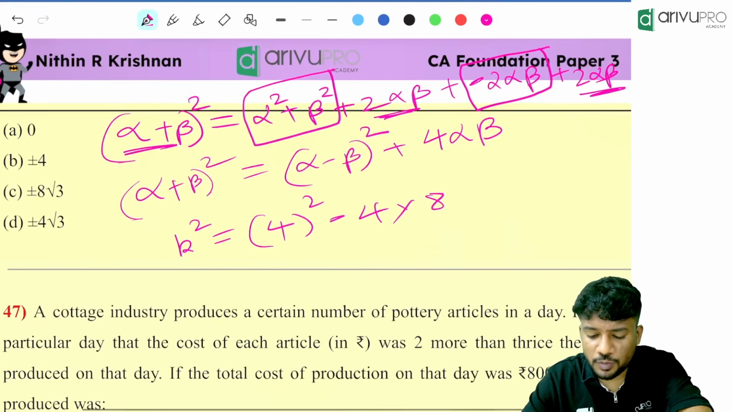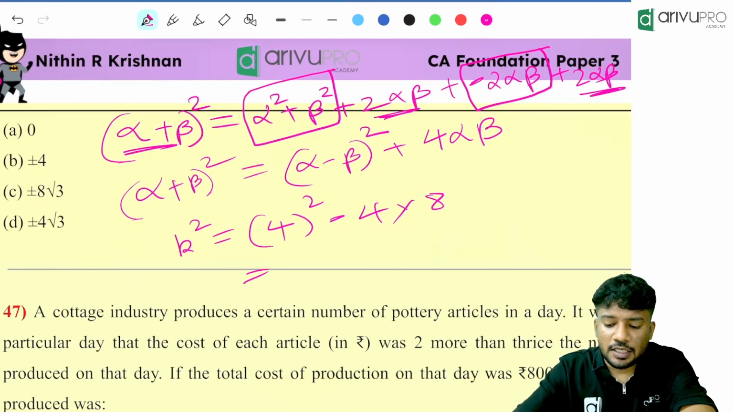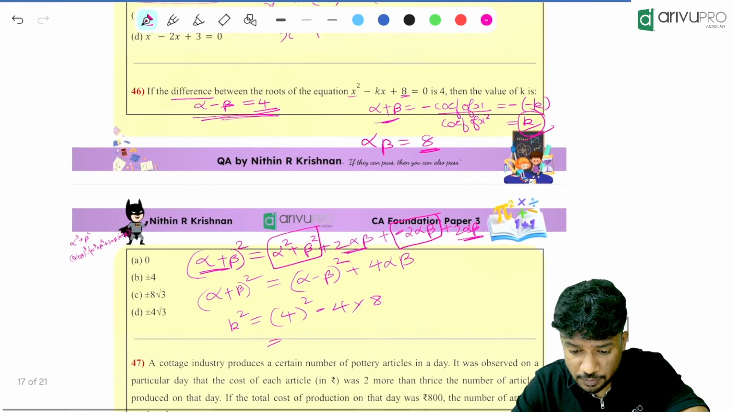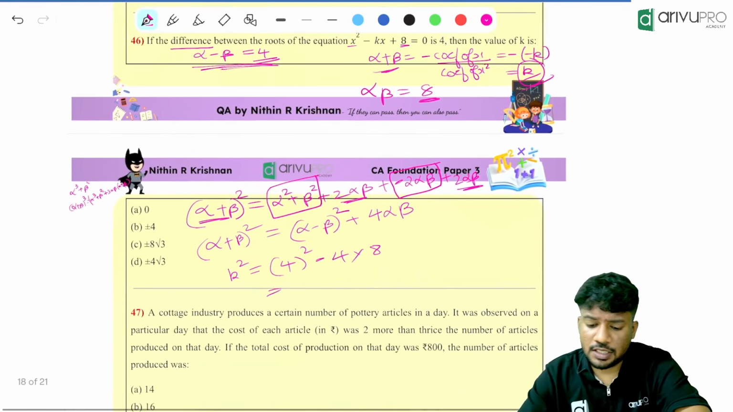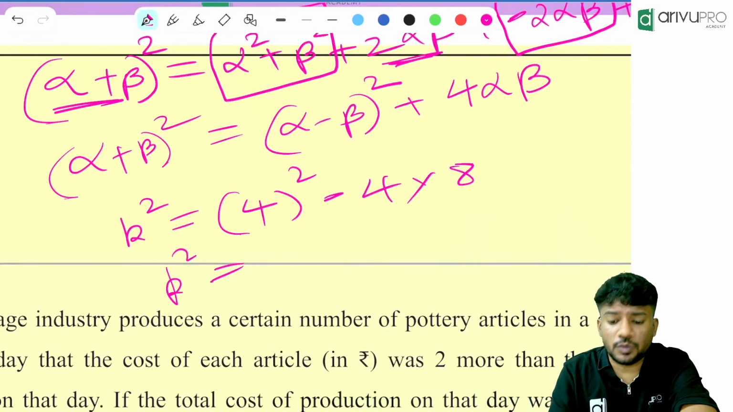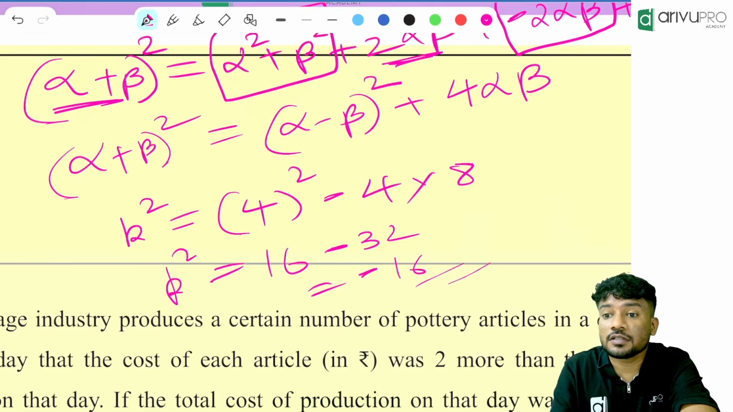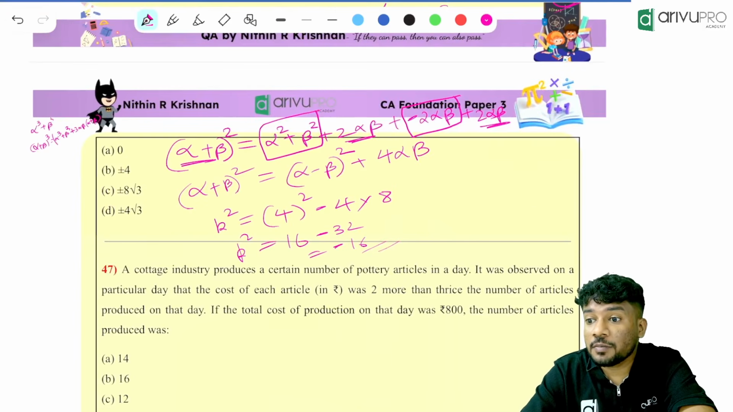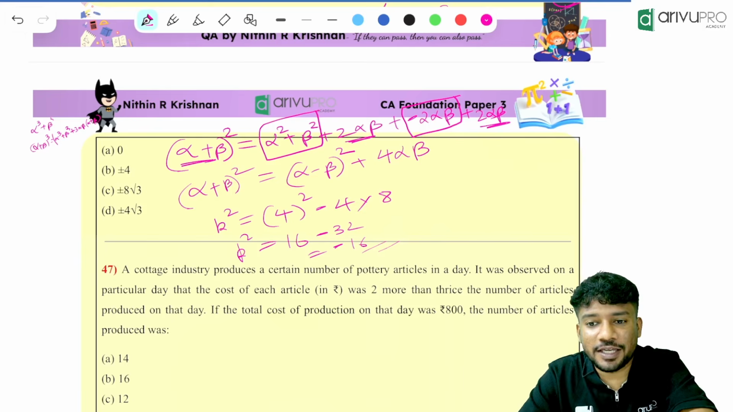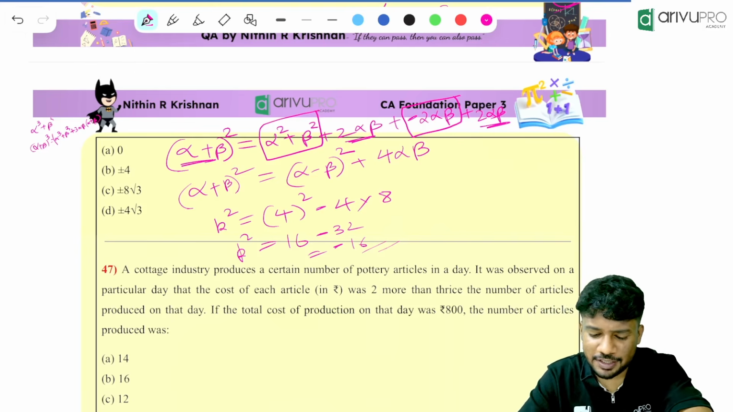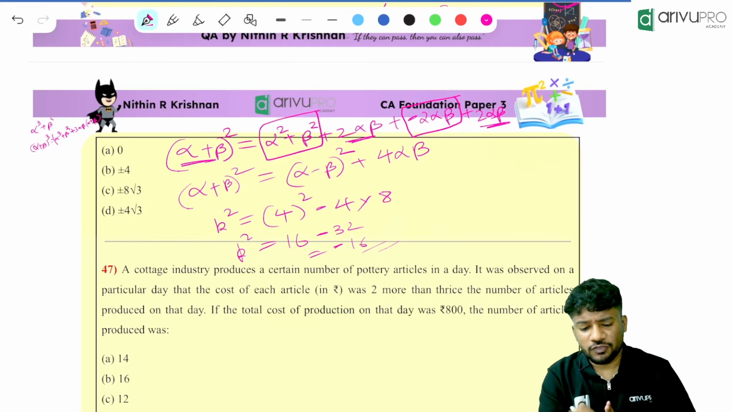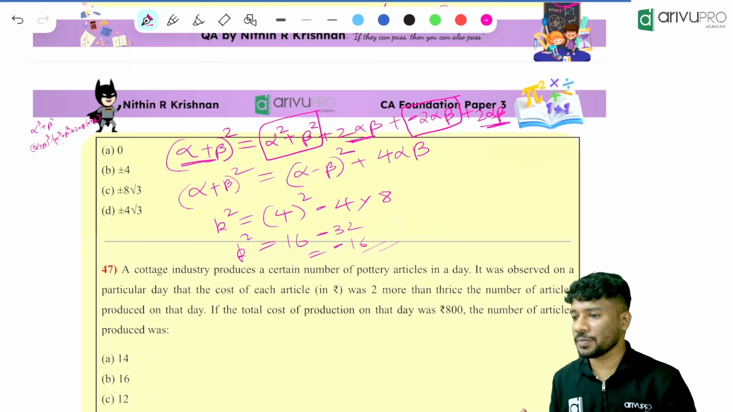Now, which is equal to how much? Is it 8 or minus 8? Minus 8 is not coming, right? 8 only, right? Now tell me how much is it? K square is equal to 16 minus 32, which is equal to minus 16. Is it possible? Imaginary, but are we dealing with any imaginary? No, for our exam point of view, imaginary is not there. You can just write it. If you want, you can go and mark 4, but that is not the answer. Keep it in your mind.